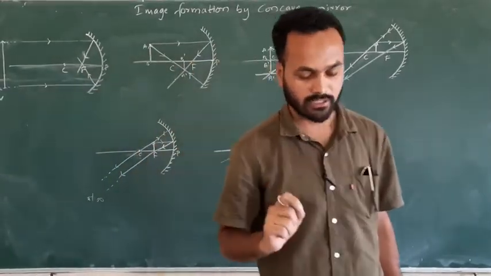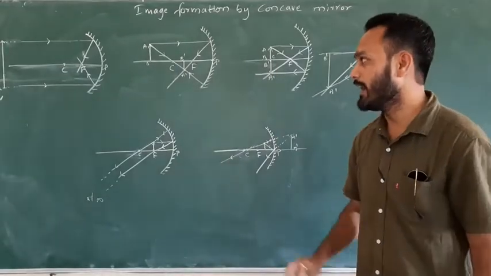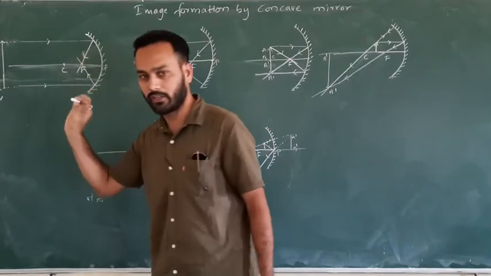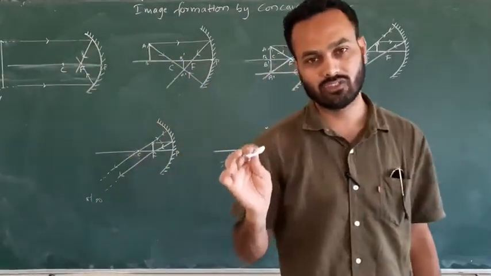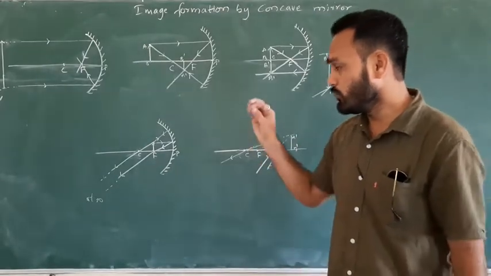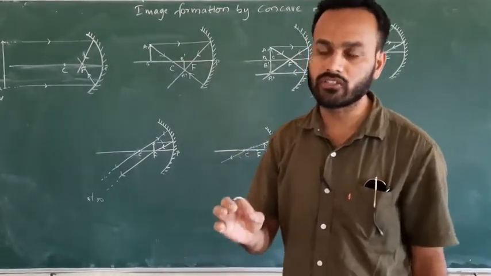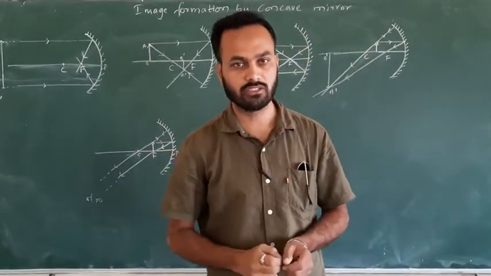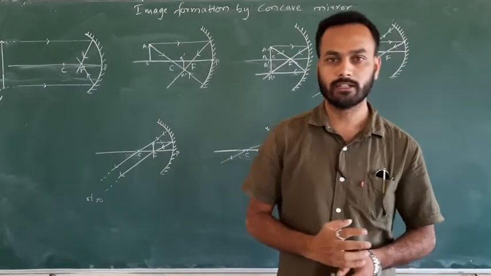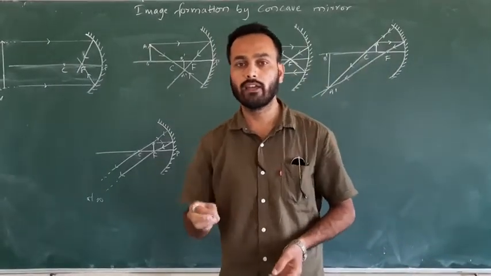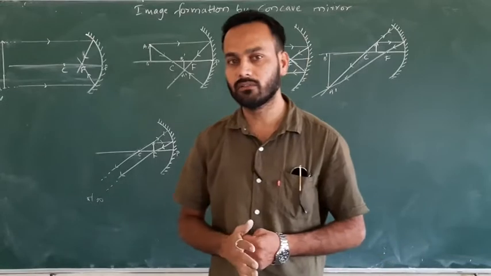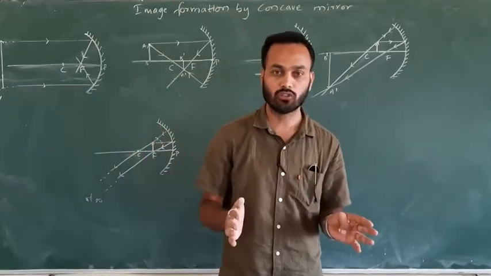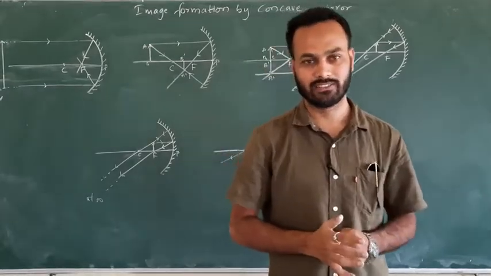Yes, the image is formed at focus, and the size of the image, you can see, is a point sized image, which you can call a highly diminished image. And the nature of this image is real and inverted. Real image. Why do we call it a real image, children? Because it is formed by the actual intersection of reflected rays.